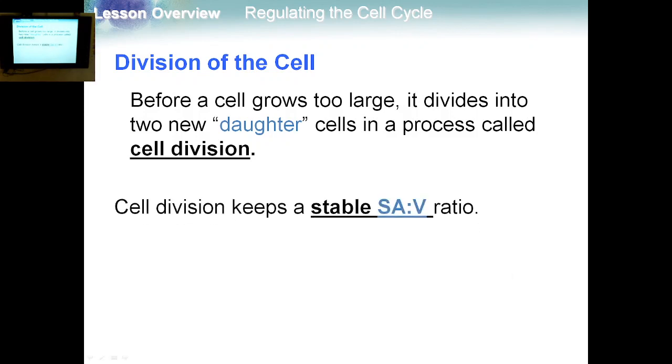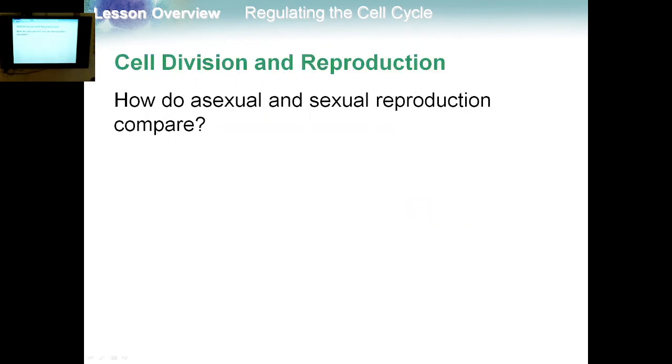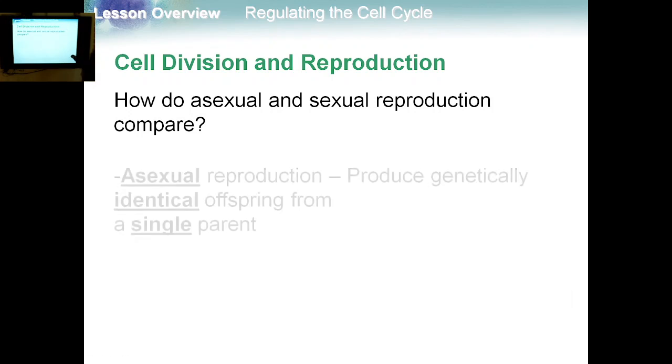Cell division keeps a stable surface area to volume ratio. So the benefit of cell division is to keep a stable surface area to volume ratio. And we have many types of reproduction in cell division. We have two types, which are asexual reproduction and sexual reproduction. Let's compare between these two types. How do asexual and sexual reproduction compare?